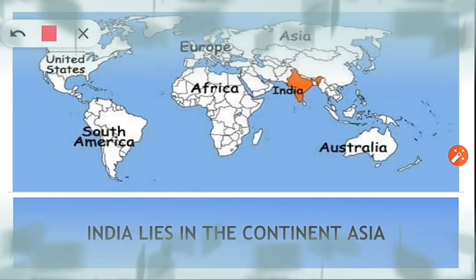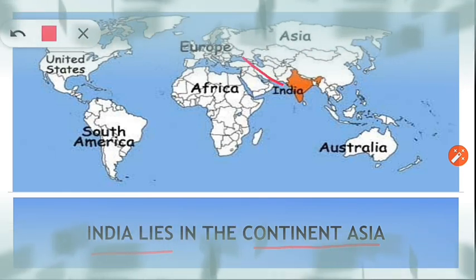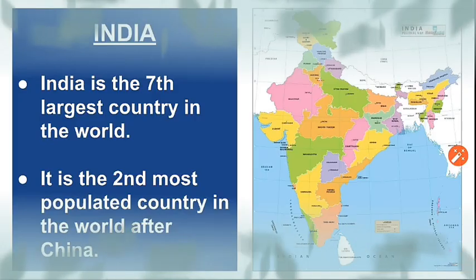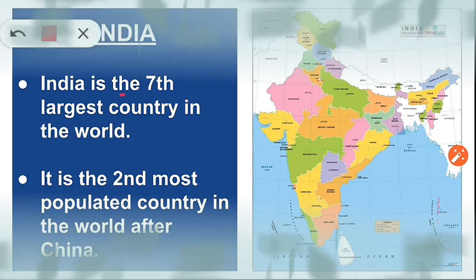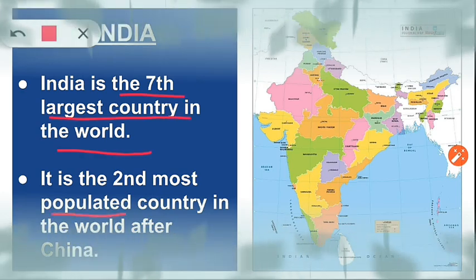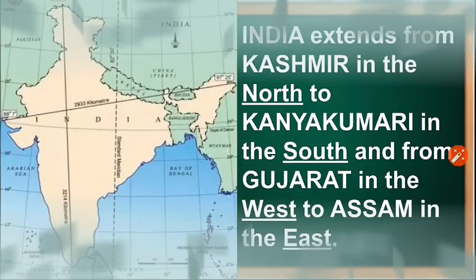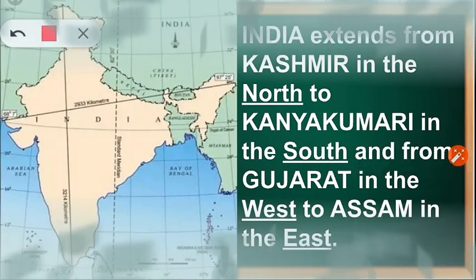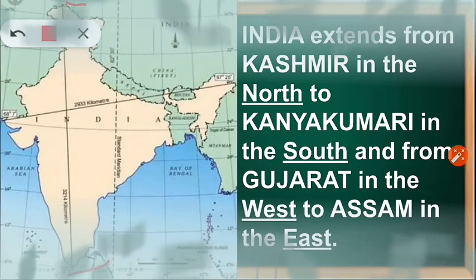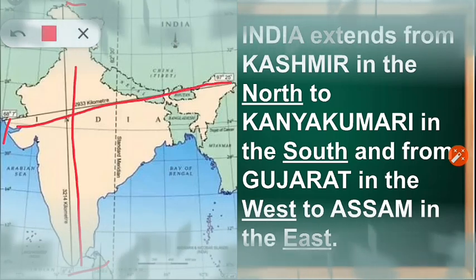As we all know that India lies in the continent Asia. Asia is the largest continent of the world. Our country India is the 7th largest country in the whole world. In terms of the population, it is the second most populated country after China. India extends from Kashmir in the north to Kanyakumari in the south, from Gujarat in the west to Assam in the east.